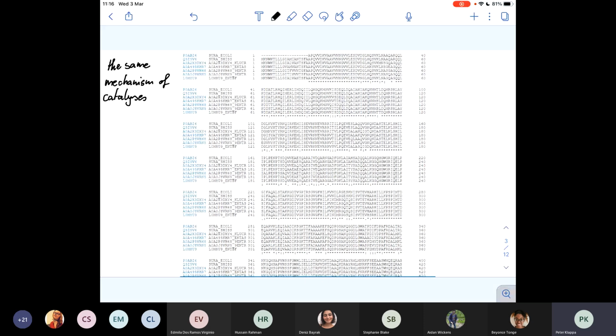And the same mechanism of catalysis is probably highly conserved between species. So nature doesn't invent the wheel all the time, over and over again. It uses the same mechanism for a particular enzyme reaction. And the same mechanism uses the same amino acids.